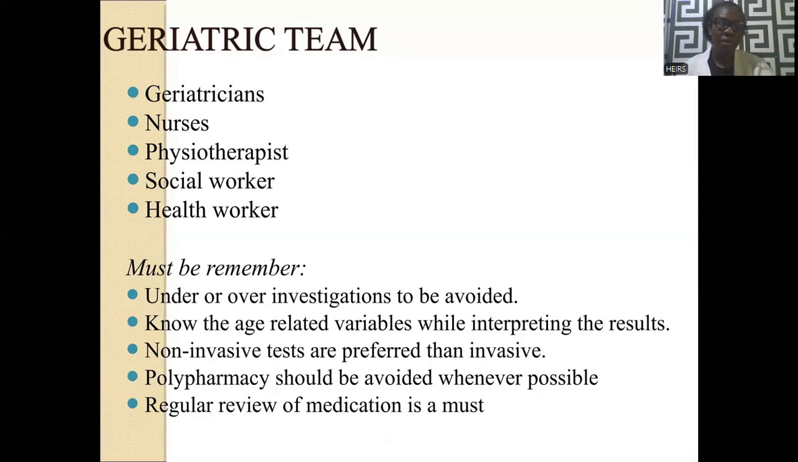Then while interpreting investigation results, the geriatric team have to keep in mind that there are some age-related variables for investigation results generally. Then, as much as possible, non-invasive tests are preferred to invasive tests for the elderly people. Then polypharmacy should be avoided whenever possible because many times their end organs are not functioning as optimally as they did when they were younger. So ability to excrete these drugs is a challenge. Then they're also more prone to side effects of medications. Then the regular review of medication is a must.